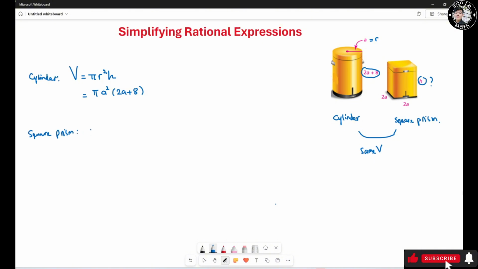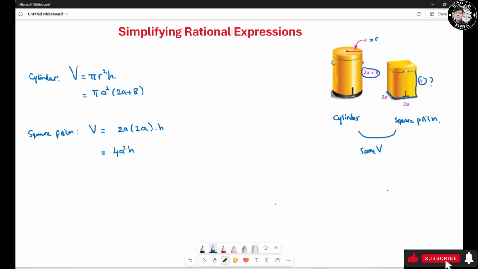Now, the volume of the square prism, V equals length times width times height, right? So it can be 2a times 2a times height. So 2 times 2 is going to be 4, a times a is going to be a squared, times height, right?